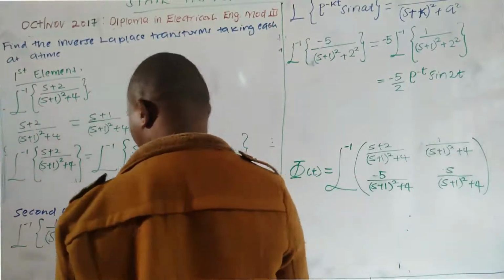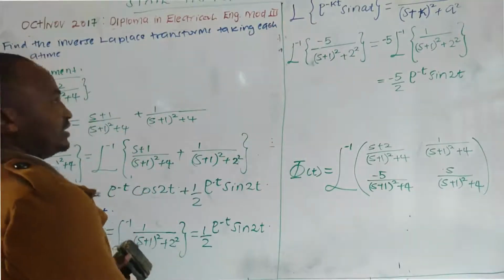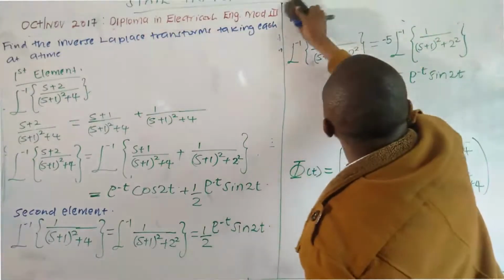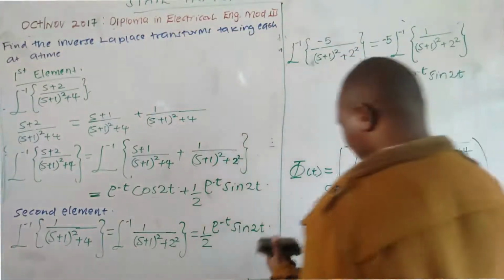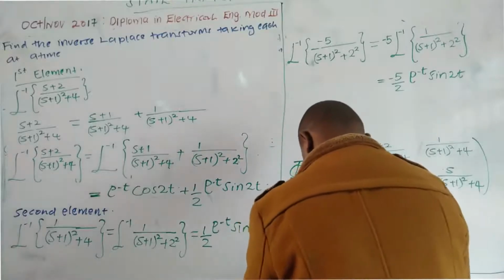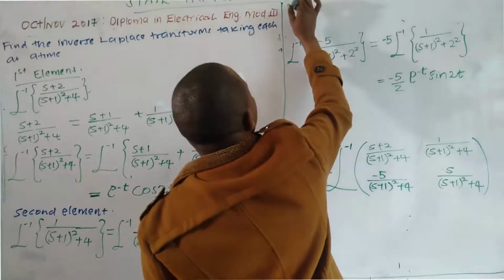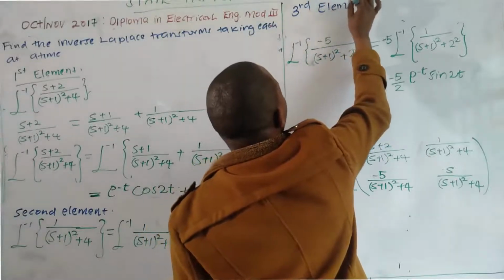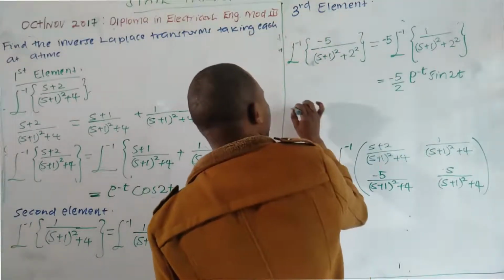And then finally, fourth element. Did I say this is the third element? I didn't. Let me remove this one. I'll no longer need it. So that I can say this is the third element. Third element. Here let us have fourth element.